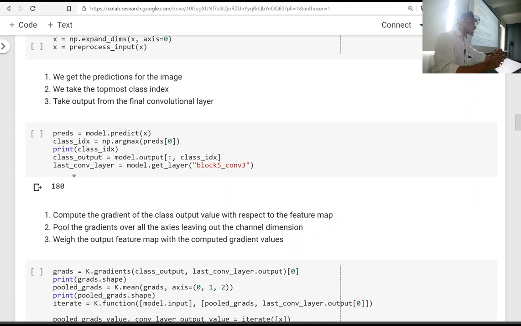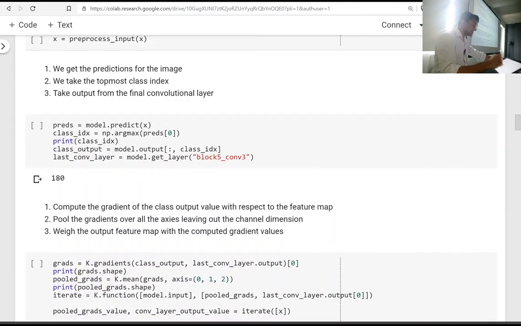Then we are going to say what? Last conv layer equal to model.get layer block 5 conv 3. So you have to do model.summary. When you do model.summary, that's the name of the layer which is going to be there. You have to find this name, and then I'm copying all of these channels into my last conv layer parameter. Once I've done that, I'm using the grad function, the gradient function.